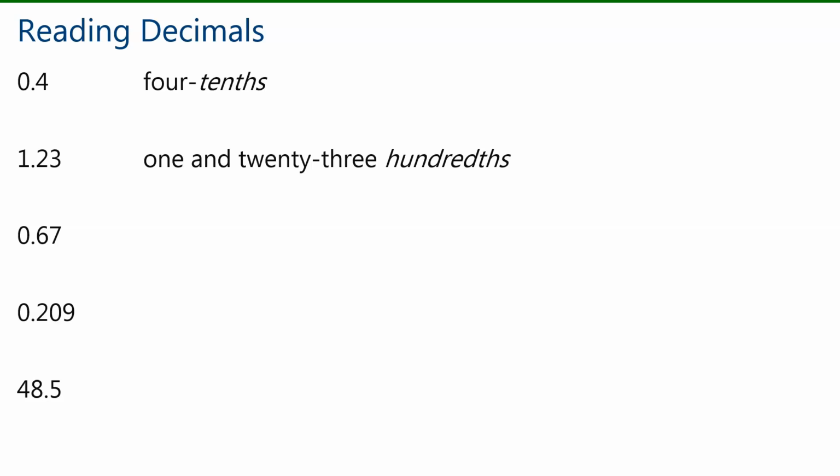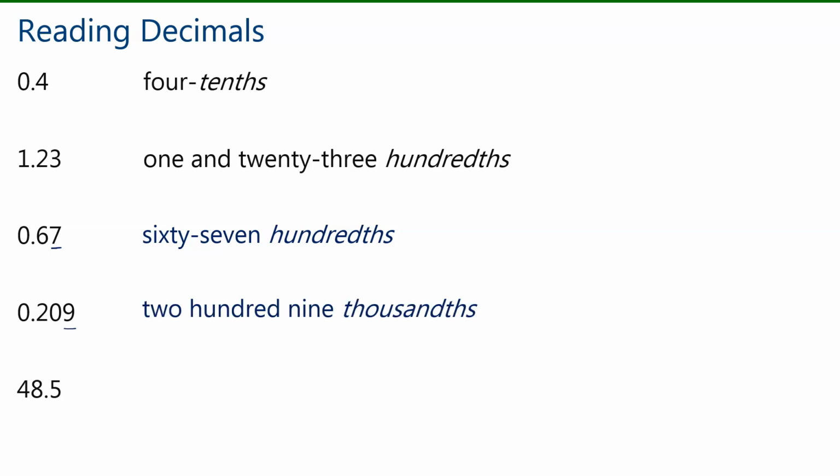So think about how you would read 0.67. Well, you can simply say 67 and then look at where the last number is. That's in the hundredths spot. So we'll say 67 hundredths. And for the next one, we can say 209, and this is in the thousandths place. So 209 thousandths. And for the last one, we would have 48 and 5/10.